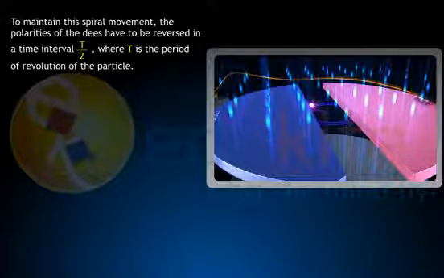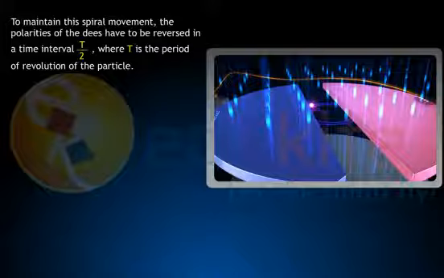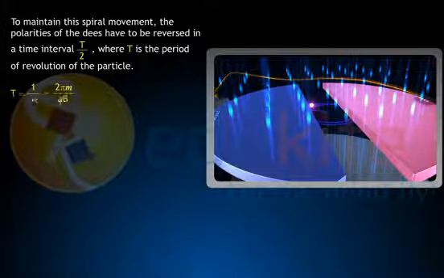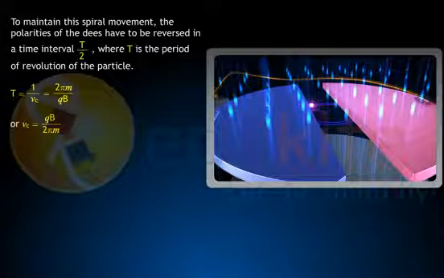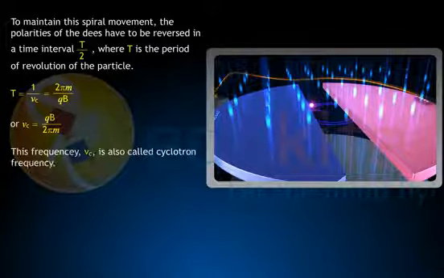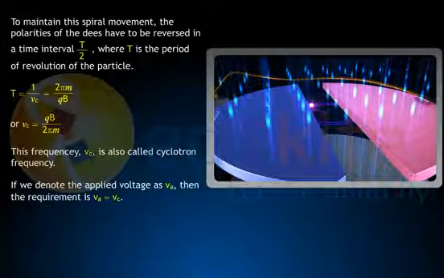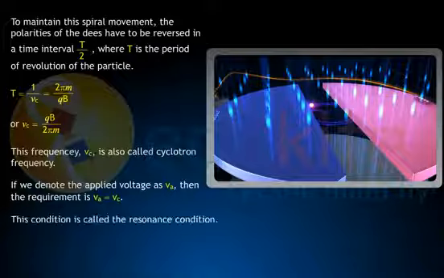To maintain this spiral movement, the polarities of the Ds have to be reversed in a time interval T by 2, where T is the period of revolution of the particle. T equals 1 by vc, which equals 2 pi m divided by q times B, or vc equals q times B divided by 2 pi m. This frequency vc is also called cyclotron frequency. If we denote the applied frequency as va, then the requirement is va equals vc. This condition is called the resonance condition.